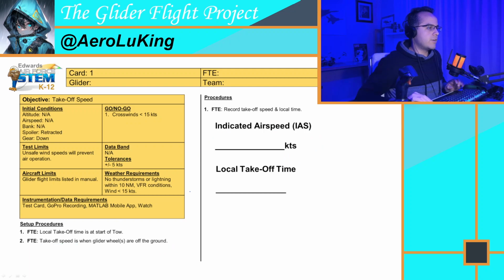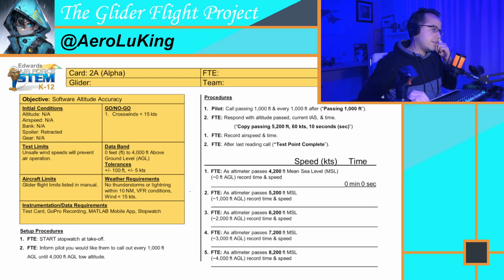Moving on to the next card. In this case, it's 2 Alpha. So 2 Alpha meaning there's probably a Bravo card, 2B. So you will only execute one of these two. You guys will decide as a team which group will do Alpha, which group will do Bravo.